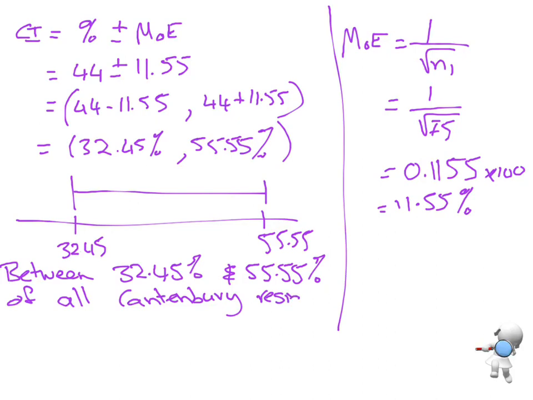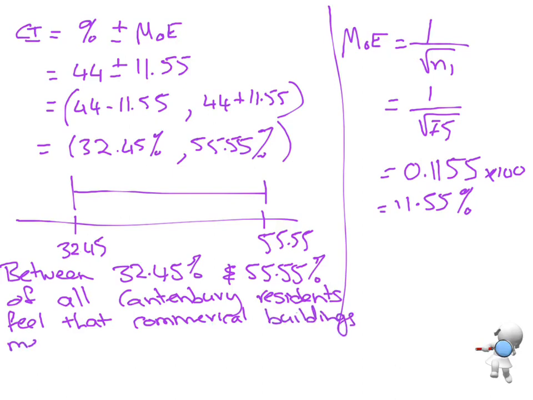All Canterbury residents, because we're talking about from the population. This is estimating for the population of all Canterbury residents. Between this much and this of all Canterbury feel that commercial buildings meet the code and are safe to occupy. Okay, so that's the first part, interpreting the confidence interval.